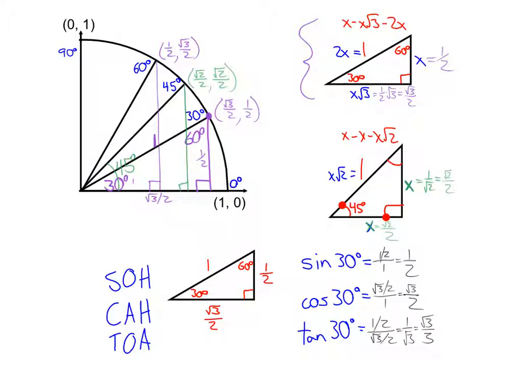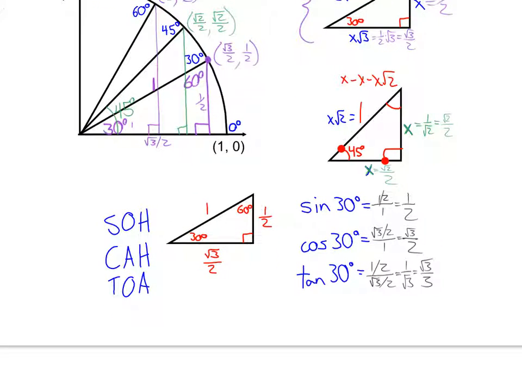That corresponds to the x coordinate. So, the cosine is the x coordinate. The sine is the y coordinate. Look at tangent before we simplified it at all. What does tangent equal? Y divided by x. So tangent is y divided by x.